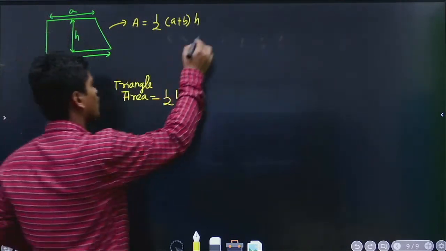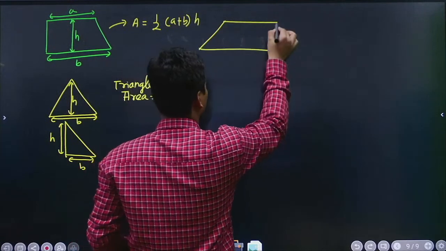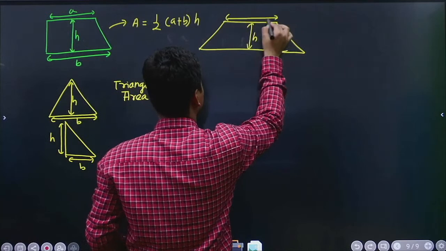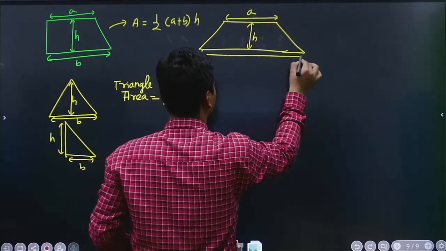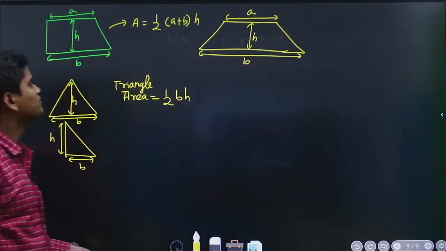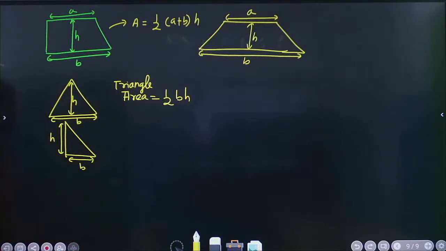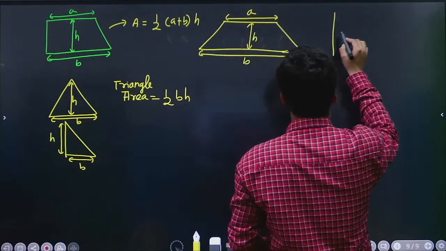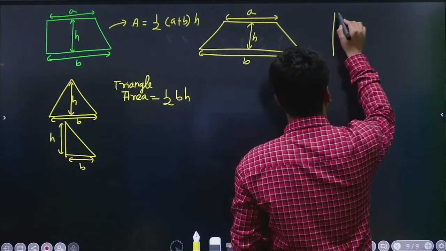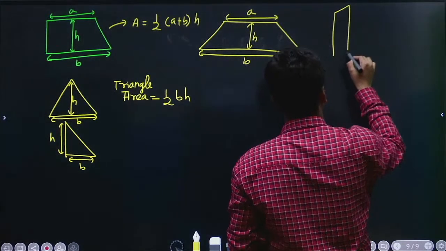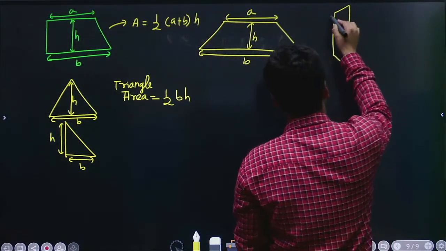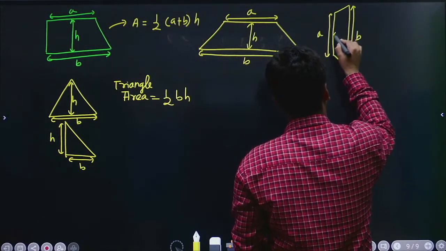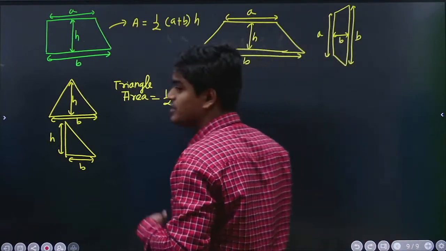It can be like this, or it can be like this also. All are the same. Here the height is h, here it is A, and here it is B. So half into A plus B into h. These are the trapezium formulas. Sometimes the graph will be given like this. This is also the same, looking like a trapezium. This will be your A, this is your B, and this is nothing but h. So half into A plus B into h.